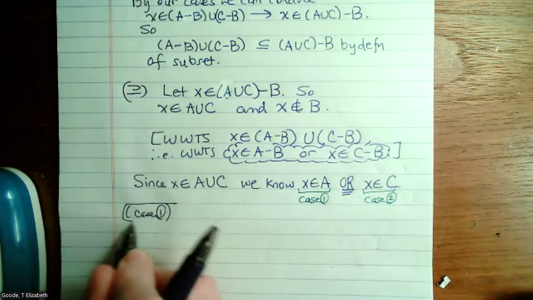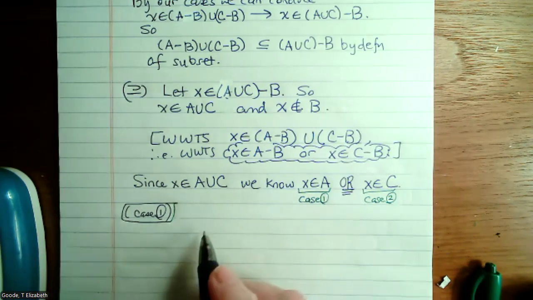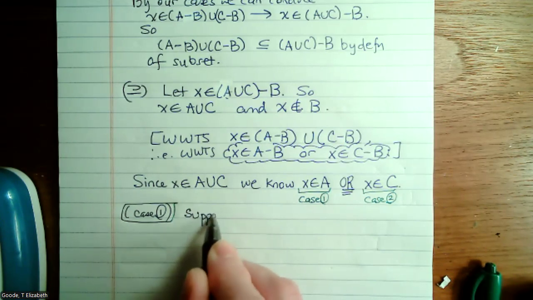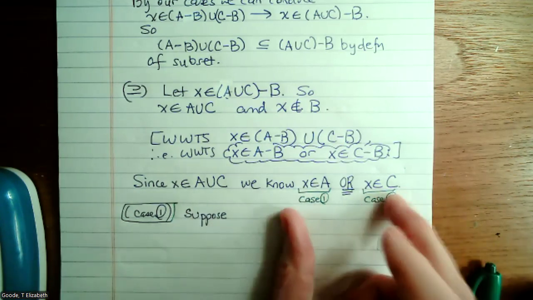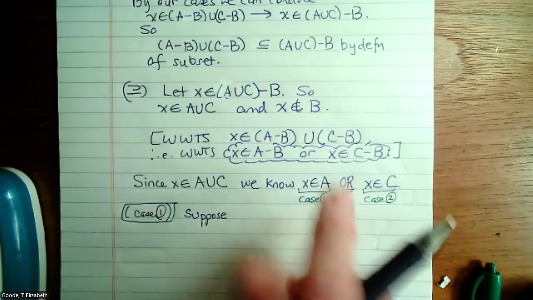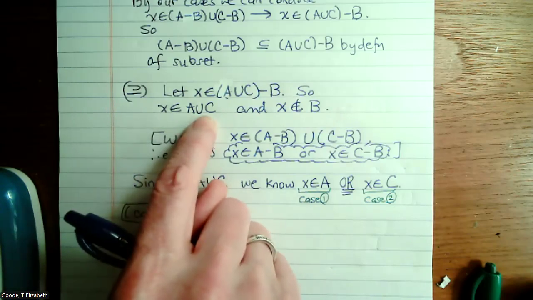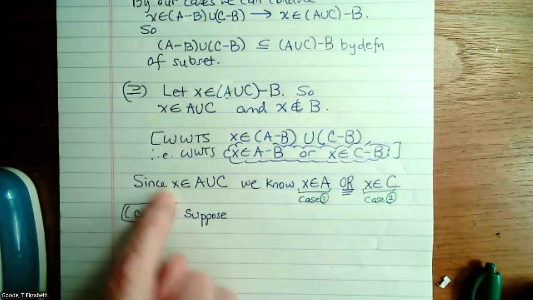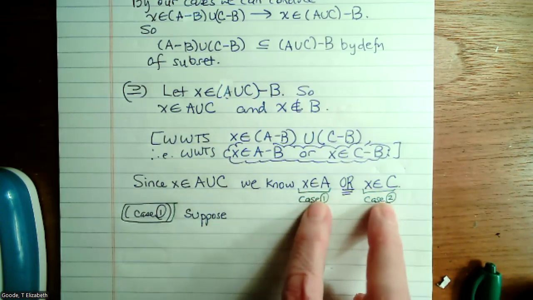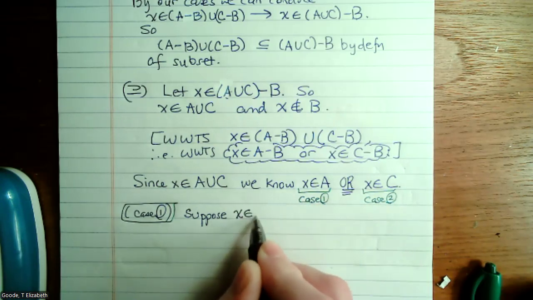So here's our case one. What should we do for case one? Since X is an element in A, now I'm going to suppose, because I'm taking my choice. I know it's kind of confusing. I said since here because we already knew X was in A union C. I'm saying suppose here because I'm choosing which of these I'm going to look at. So suppose X is in A.